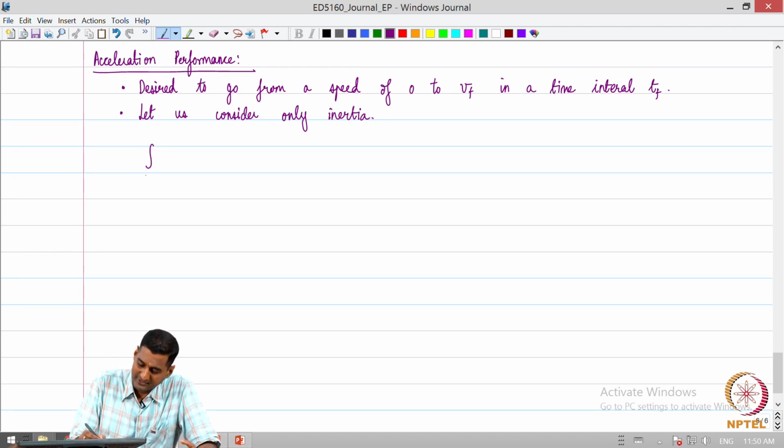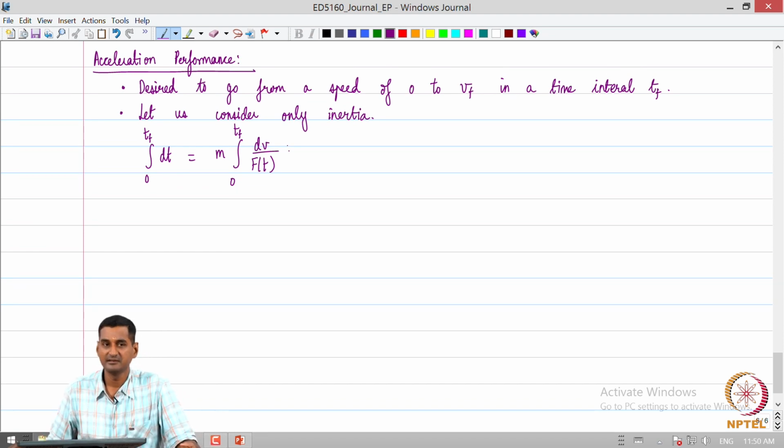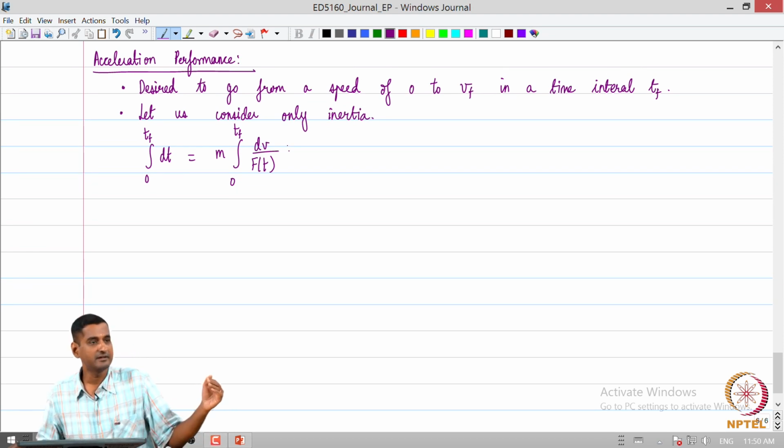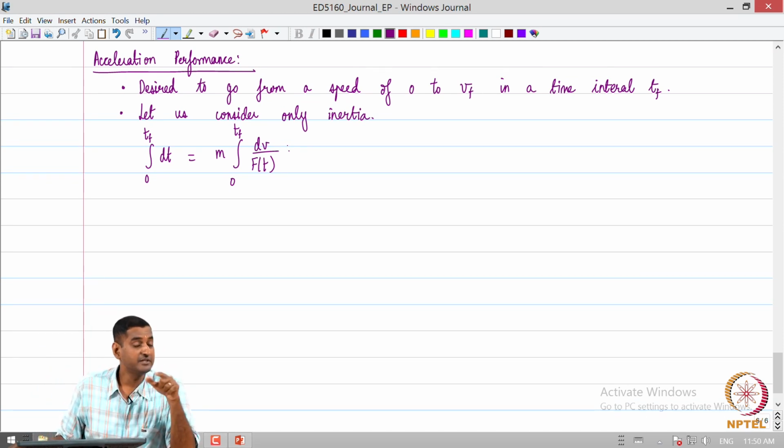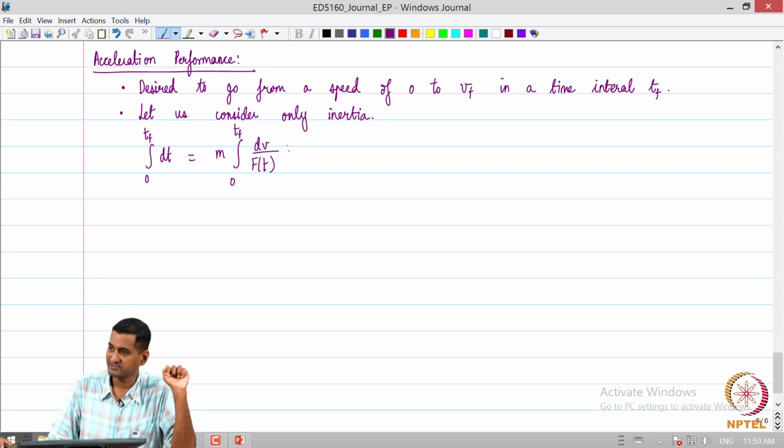By utilizing Newton's second law of motion, we can obtain the following equation, where we are integrating over the acceleration time to figure out the torque and force requirement. The force requirement f of t keeps on changing. Please note that as the vehicle speed changes, the output from the prime mover also changes, because the torque will remain constant till base speed, after that it will fall hyperbolically. That is why I am writing f as a function of time.